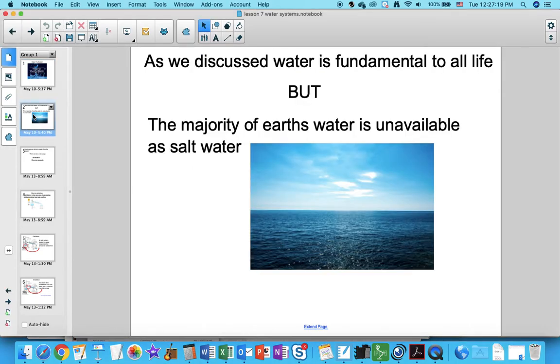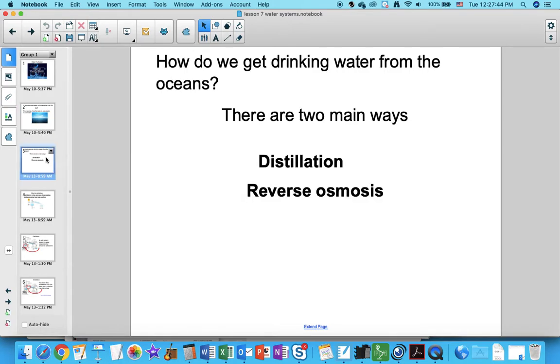So as we discussed, water is fundamental to all life. And the majority of Earth's water is unavailable as salt water, at the very least to us. Saltwater marine animals, things like that, they can survive in the salt water, but we can't. And so we need to find a way in order to access this water so that we have a larger supply of fresh water, because as our population increases, so does the demand for fresh water. So how do we get drinking water from the oceans? There are two main ways we're going to talk about: distillation and reverse osmosis.